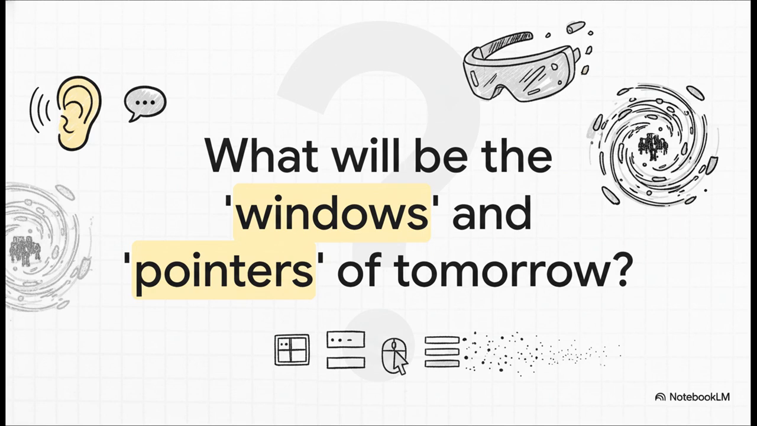And all of this leads to a really fascinating question. The WIMP model has been the foundation of computing for decades. But as we move into a world of voice assistants, augmented reality, and fully virtual spaces, the very idea of a window or a pointer is starting to change. So what do you think? What will be the windows and pointers of tomorrow?